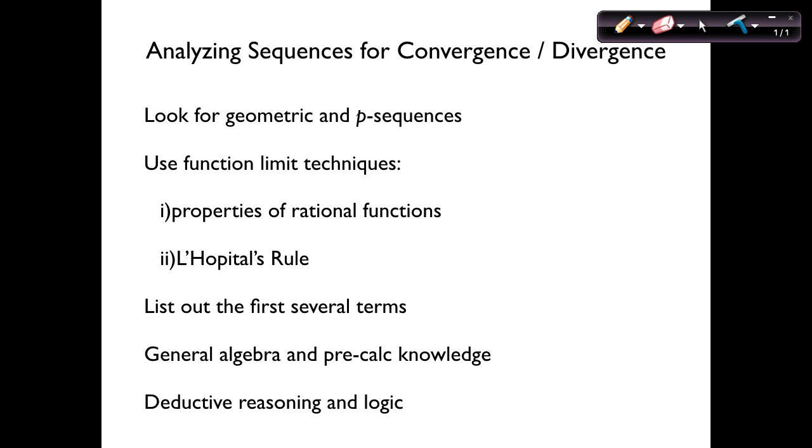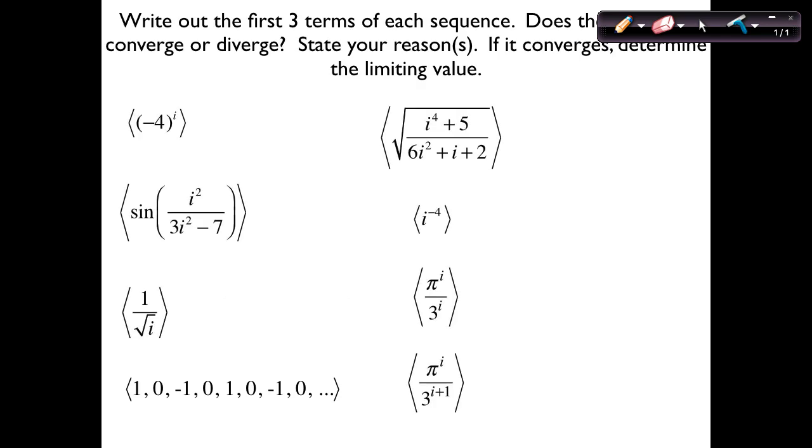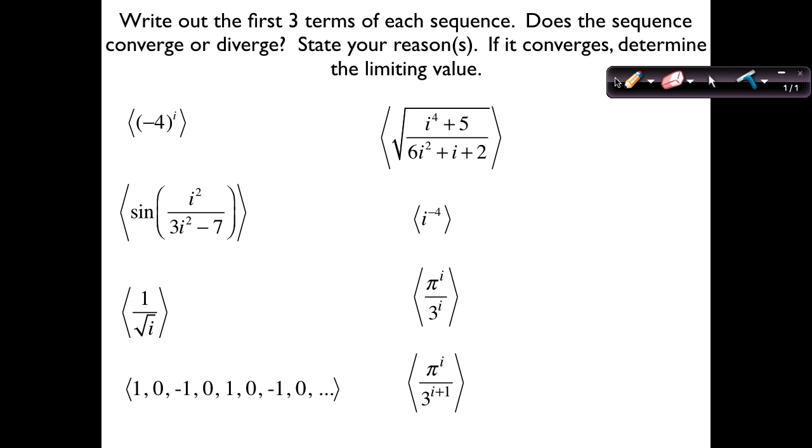Now you're going to get a chance, 5 or 10 minutes, to work on some examples. And here they are. This will be in the video if you didn't finish writing it down. For these, let's just write out the first 2 terms, for time's sake, instead of 3. Write out the first 2 terms of each sequence, and then does the sequence converge or diverge? State reasons, and if it converges, determine the limiting value.